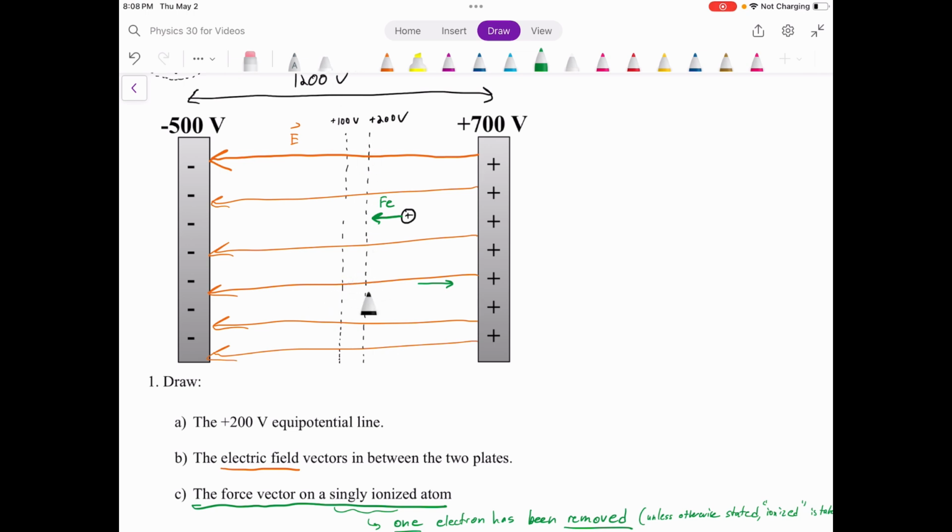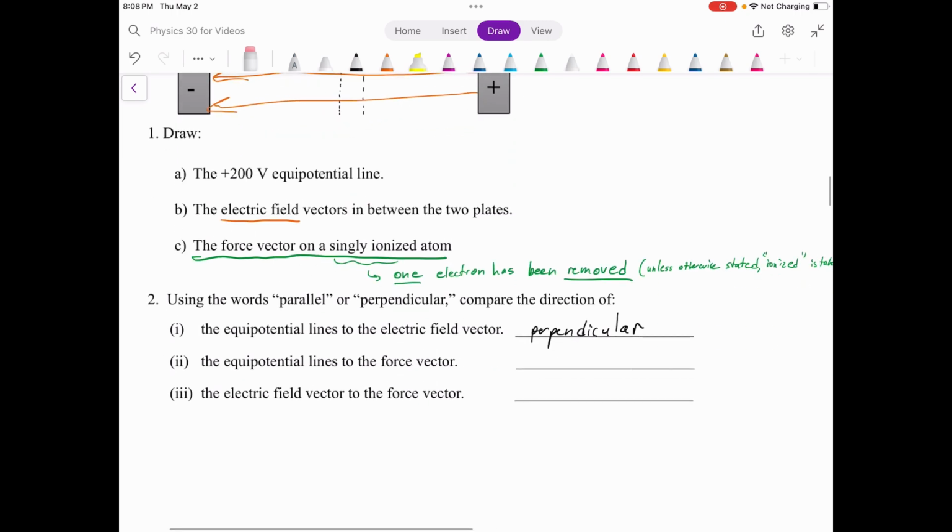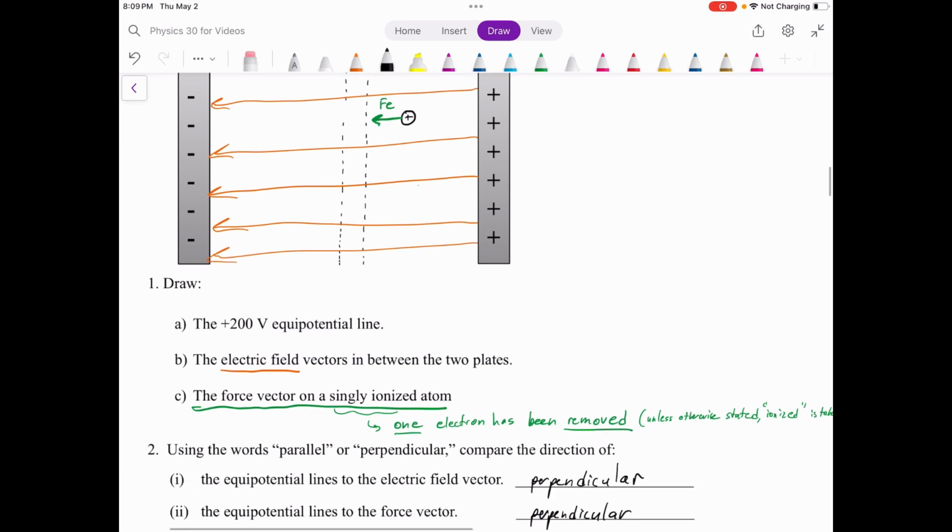So if the equipotential lines are perpendicular to the field, they're going to be perpendicular to the force vector as well. Right? And we kind of answered this one in the process of answering that one. The electric field vector compared to the force vector, well, yeah, that's going to be parallel, right?